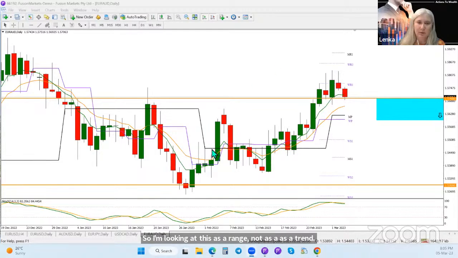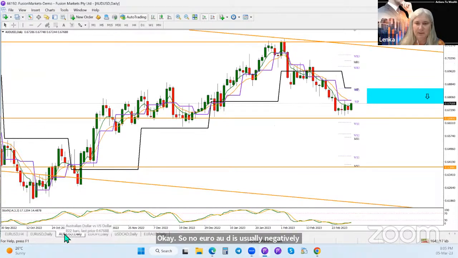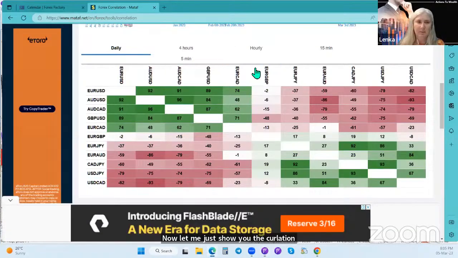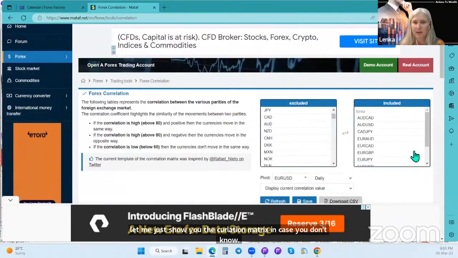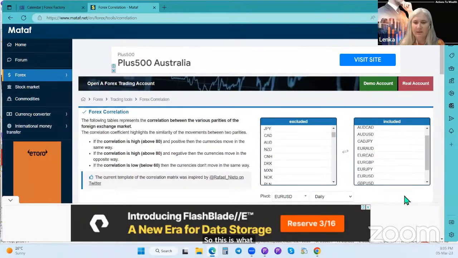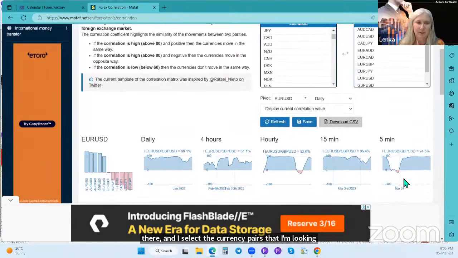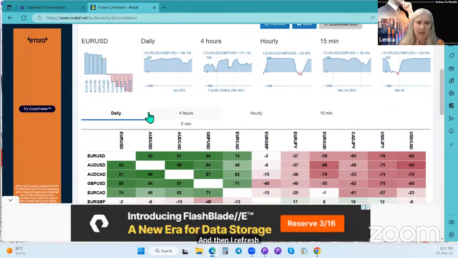Okay, so now Euro AUD is usually negatively correlated with AUD USD. Now, let me just show you the correlation matrix in case you don't know. So this is what a correlation matrix looks like. I go in there and I select the currency pairs that I'm looking at, and then I refresh the table. And in here, I'm going to just look at the daily for now.